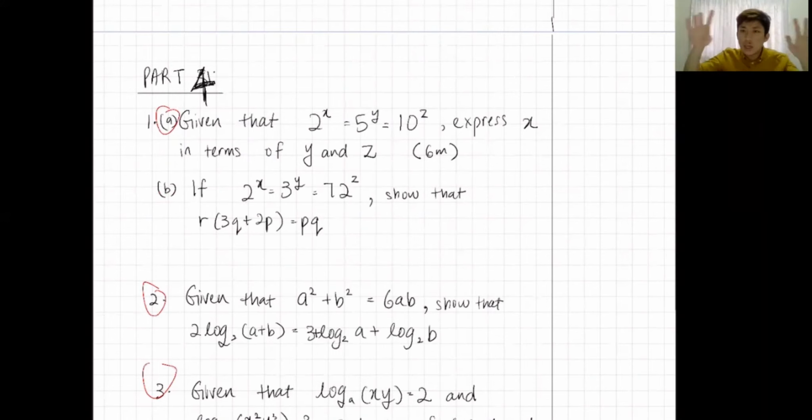Out of all the exercises, how many different types of questions did we do? Try to do the exercise I give you. How many types of question did I do? Types of question, I didn't say number of questions. How many types of question? Comment down in the comment section below. Then we see whether the viewers have different thoughts or not.